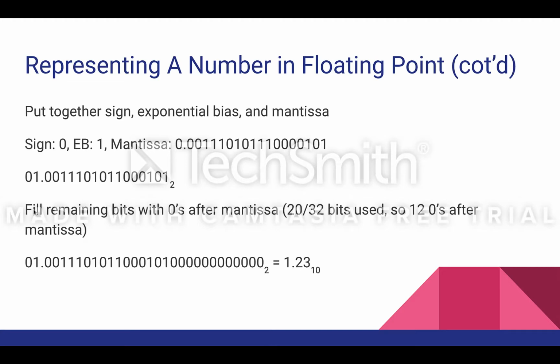Now, after we add our mantissa, we're still only using 20 out of the 32 bits we have allocated. So we'll fill the remainder with zeros. So we have our sign, our exponential bias, and then we have our mantissa here, and then we fill the rest with zeros, and that's how you represent 1.23 in decimal form into binary form using floating point notation.